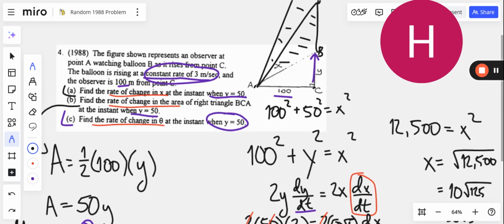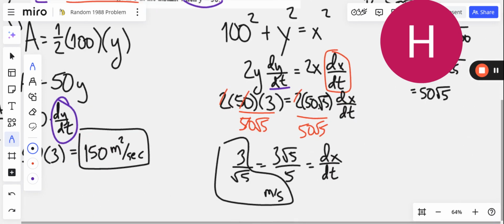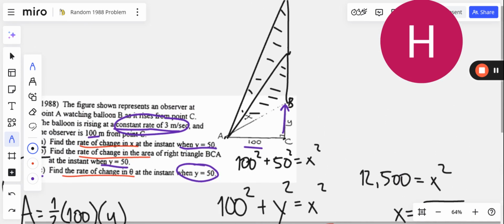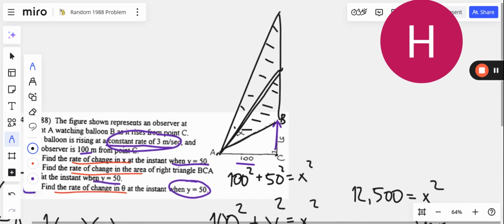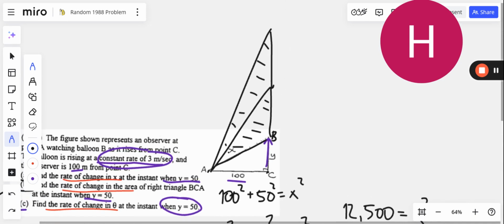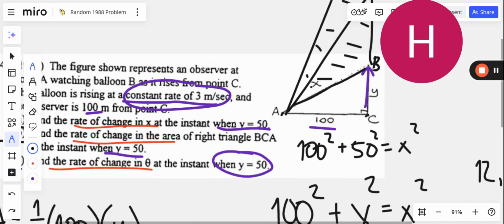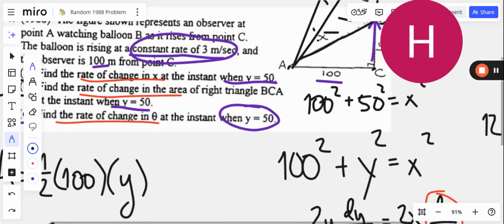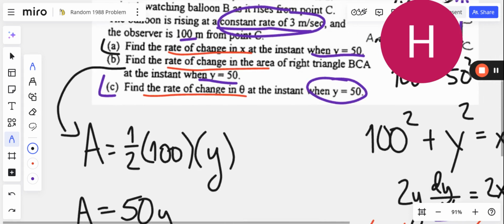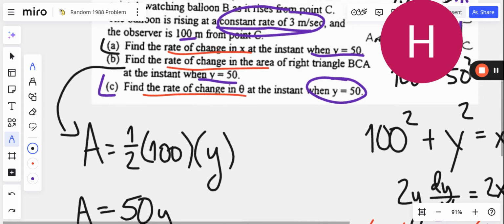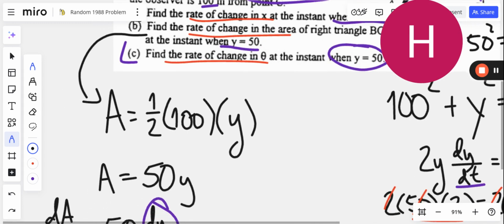It's increasing, right? The hypotenuse is increasing by this many meters per second. So these black lines are increasing in length by 3 over root 5 meters every time. Anyways, we had to find an equation that related those two things, which was the Pythagorean theorem. Then on part B, we had to find a way to relate the y value, which is changing, to the area. So we used the area formula. And now we have to relate the y value, which is changing, to theta.